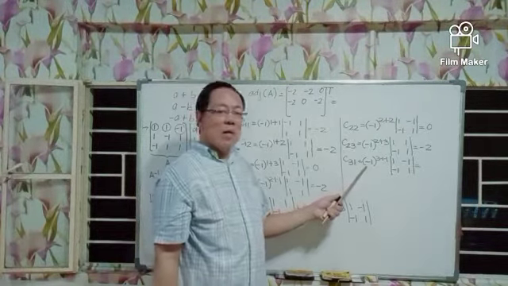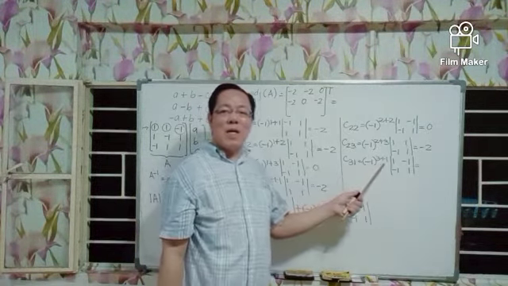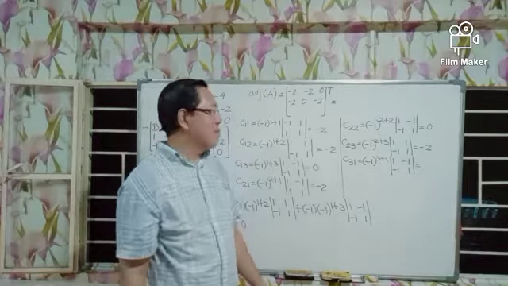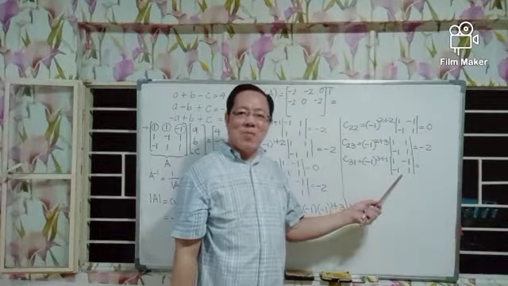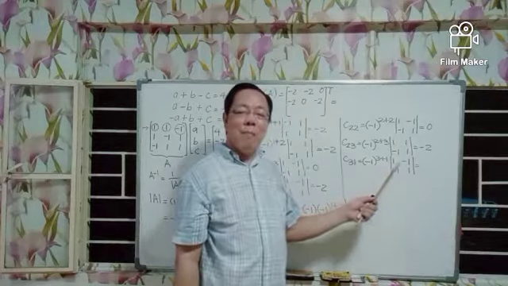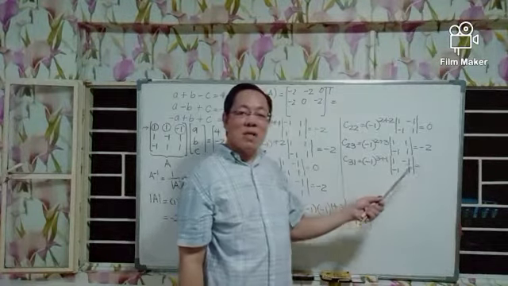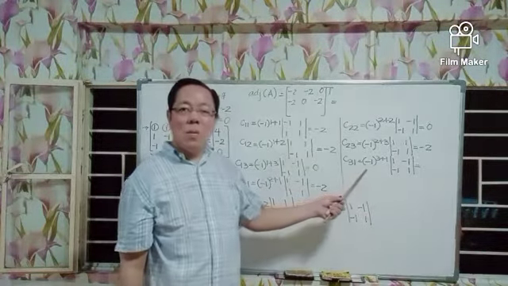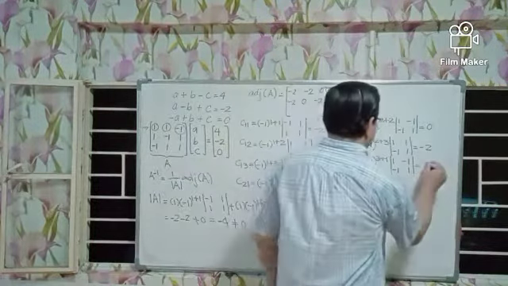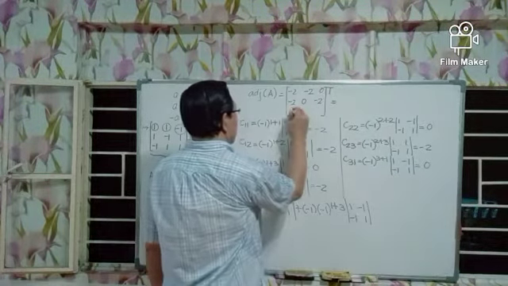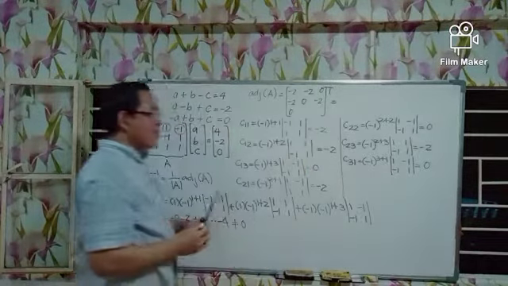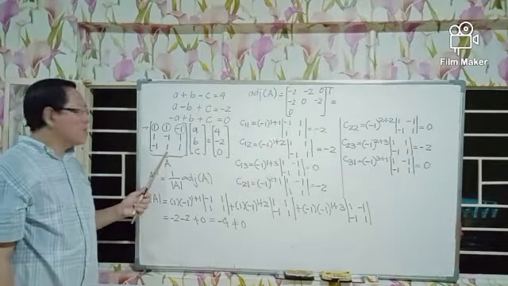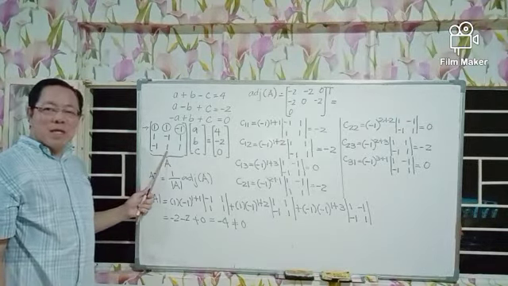We have negative 1 raised to 3 plus 1, which is negative 1 raised to positive 4. Negative 1 raised to positive 4 is positive 1. Multiplied by this determinant of order 2, we have 1 times 1 is 1 minus negative 1 times negative 1 is positive 1, that's 1 minus 1 is 0. Multiplied by 1 is 0. And the cofactor of this entry 1 is denoted by C sub 3, 2.